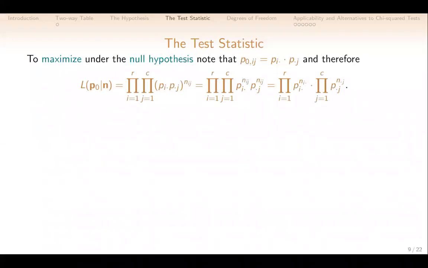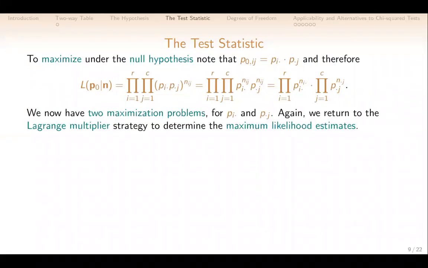Right, so now I have two maximization problems, one for p_i-dot and the other for p-dot-j. Again, you can return to the Lagrange multiplier strategy for each of these separately, and you can determine their maximum likelihood estimates in exactly the same way. You get that p_i-dot is n_i-dot over n, and p-dot-j is n-dot-j over n. So now I have all my maximum likelihood estimators.